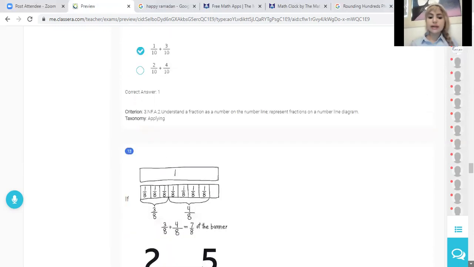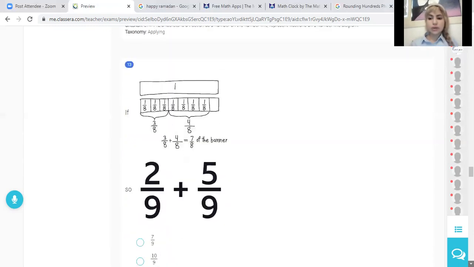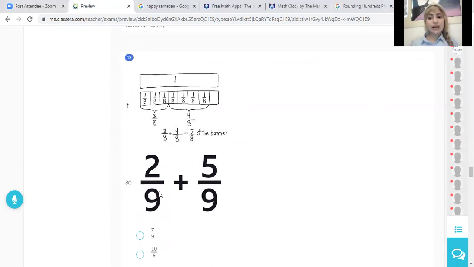Number 13. Also the concept of adding fractions. If I have the same denominator, number down, we add the number up. 2 plus 5 equals 7 out of 9.